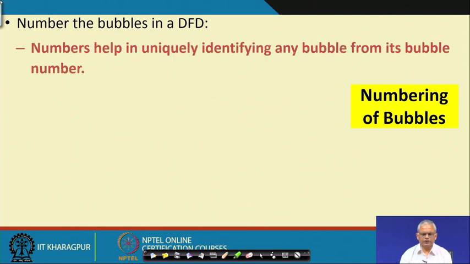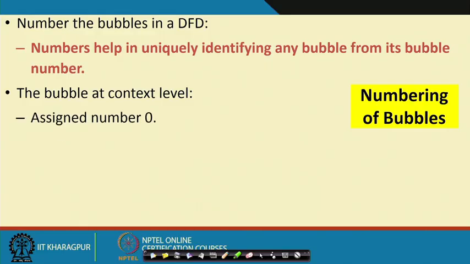Another concept is numbering DFD. So far, we saw that we just write the name of the process in the bubble, but if we write a number, that will help us in identifying the bubble. For example, 0 is only for the context level, if we write the bubble 0, we can easily find out which bubble it is.